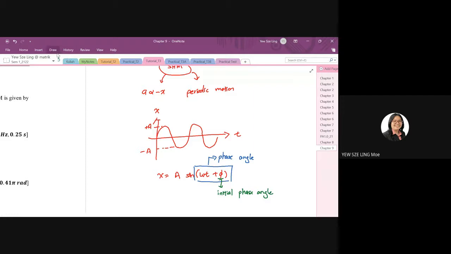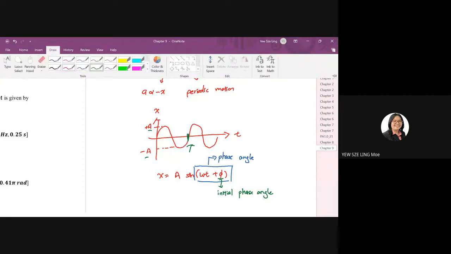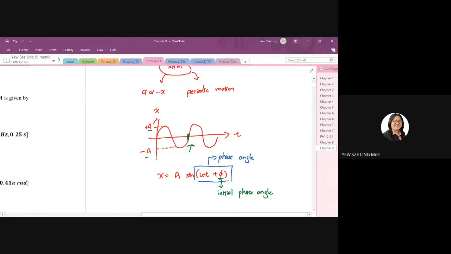And check which variable the question is asking for. Now, when it comes to these equations, how are we going to form the equation based on the graph given? We have an x against t graph. Based on the graph given, we can obtain the value of A, and we can also obtain the value of the period, which is the time taken to complete one oscillation. That one we call the period.